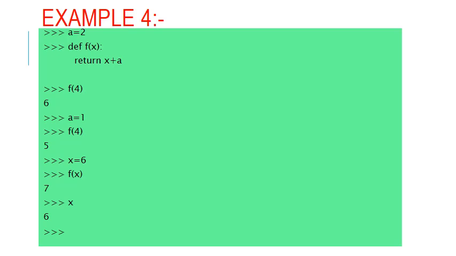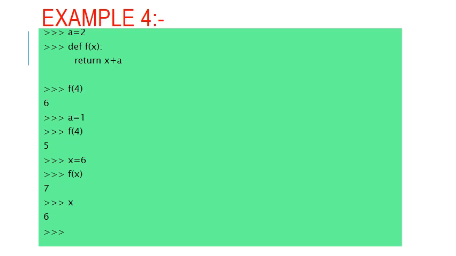After that particular function calling statement, again a is going to be assigned a new value 1. And again that function f with the value 4 is being called. At that time, that 4 is going to get added with 1 only, because 2 is no more available for a, because we have replaced the global variable's value 2 with 1. So your output will be 5 for the second f of 4 function call.